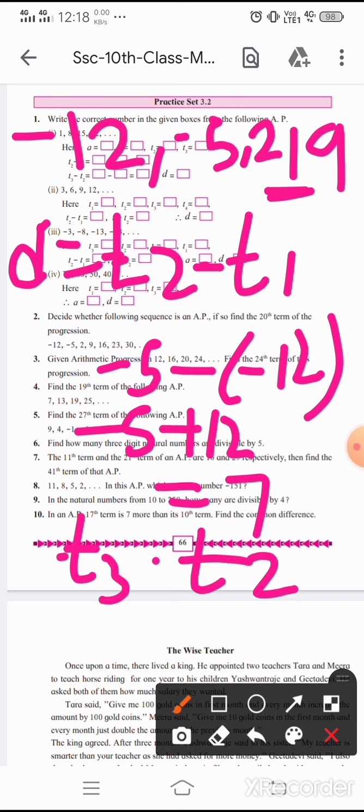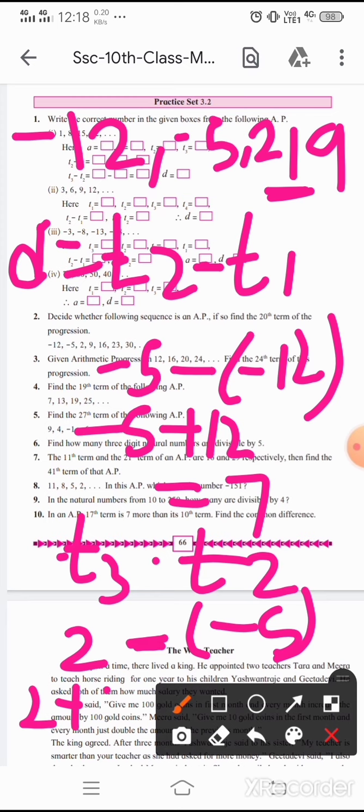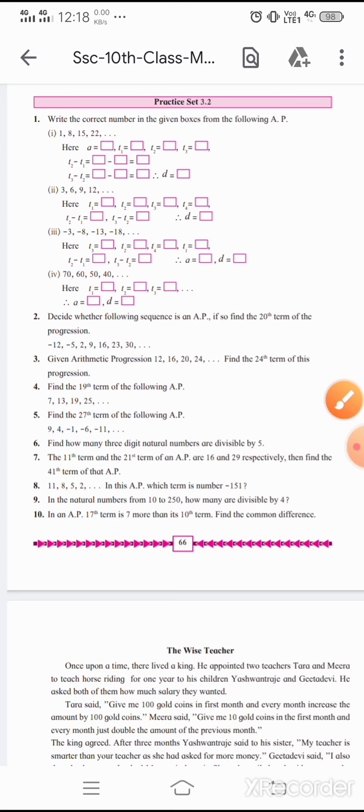Here they have given 2, sorry, it is 2, then minus 5, right? This minus will become plus, so you will get 2 plus 5, that is 7. Again you are getting the same, that means it is constant. So your sequence is in AP, right?